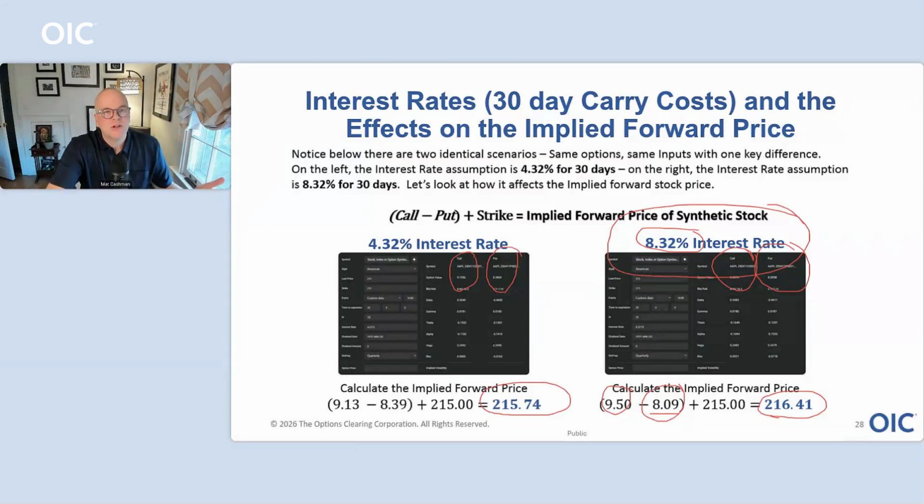Think about what this might look like over the course of 100 days or 300 days. If you're looking at an entire year or 2-year option, it's going to be significantly different if you start to move interest rates around. And that's the point I'm trying to make, not whether or not interest rates are going up to 8.32. The point is that the interest rate assumption is built into the option pricing that you're looking at as far as calls and puts on that strike.